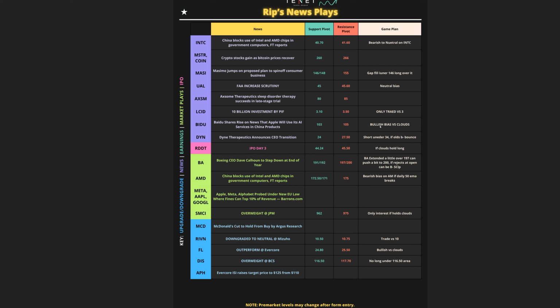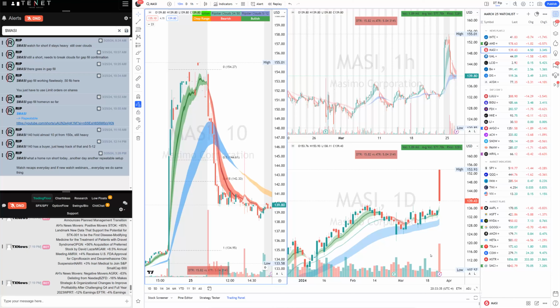The plan was that if it breaks 146, then it's a gap fill. If it holds 146, we can long it. So that was the plan. There were two kinds of setups we were looking at: either a gap and go, or a gap fill. So let's see what happens as soon as the market opens. Also remember, MASI had this 150 psychological level as well. That was a big level.